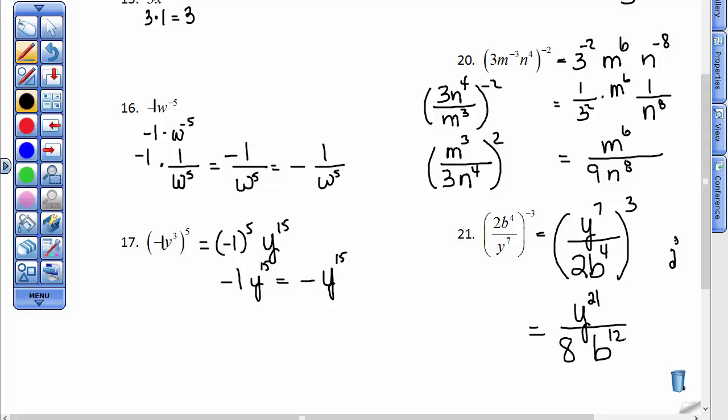The next segment will be on order of operations with exponents.